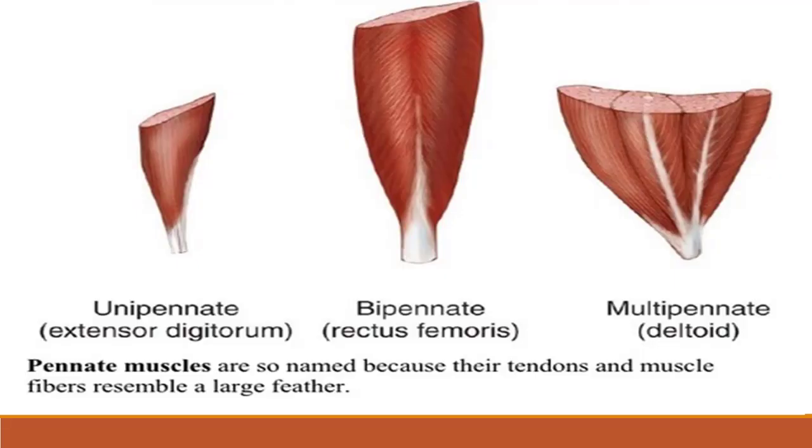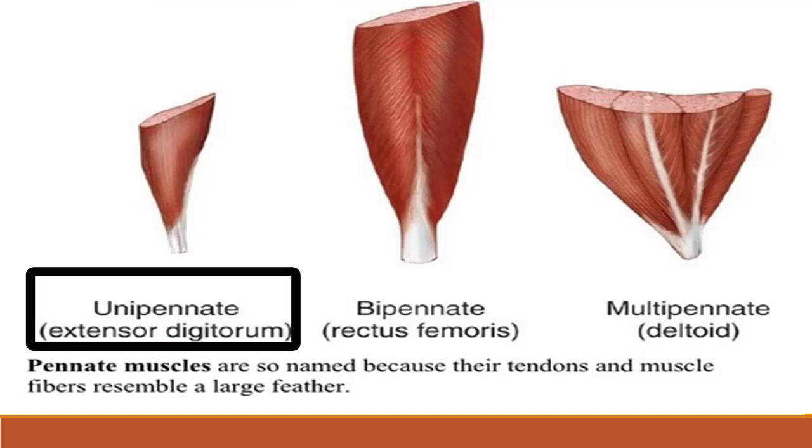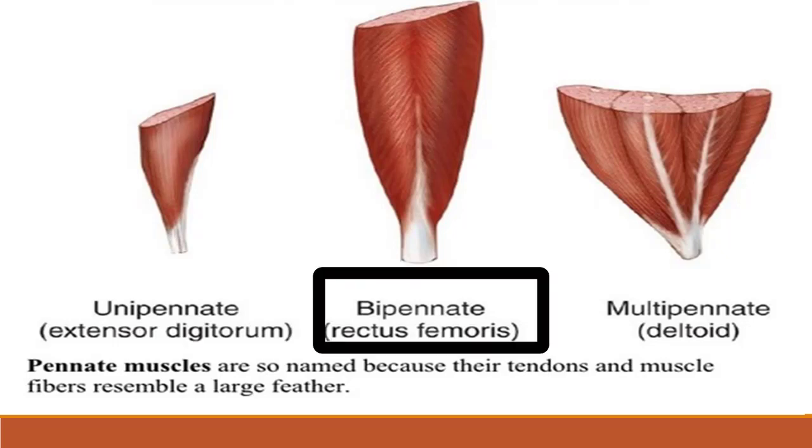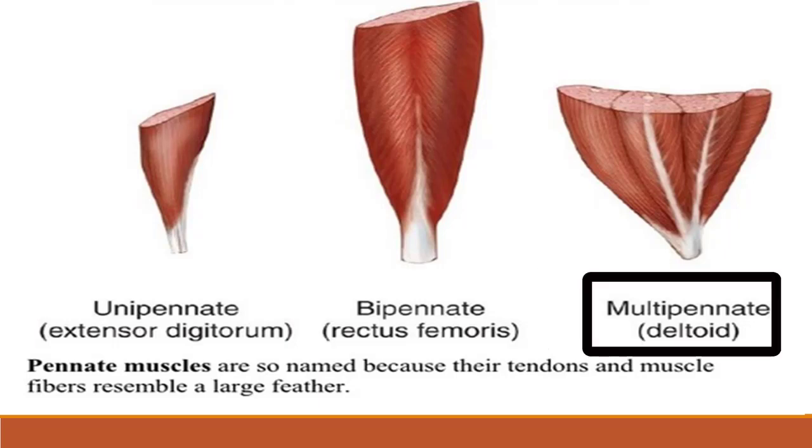Pennate muscles are of three types: uni, bi, and multi. In unipennate muscles, fibers are oriented at an angle and are all on the same side of a tendon, for example extensor digitorum. Bipennate muscles have fibers on two sides of a tendon, for example rectus femoris of the thigh is bipennate. In multipennate, fibers are oriented at multiple angles along the force-generating axis, for example the deltoid muscle, which forms the roundness of the shoulder, is multipennate.